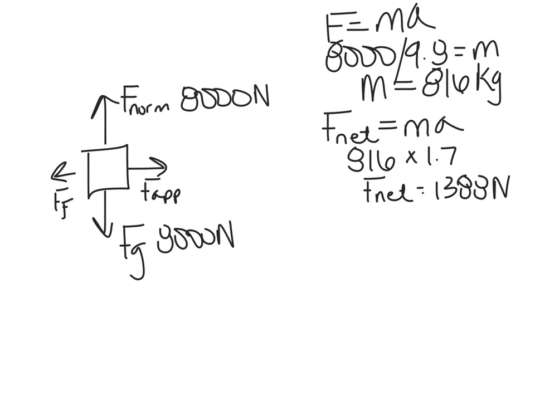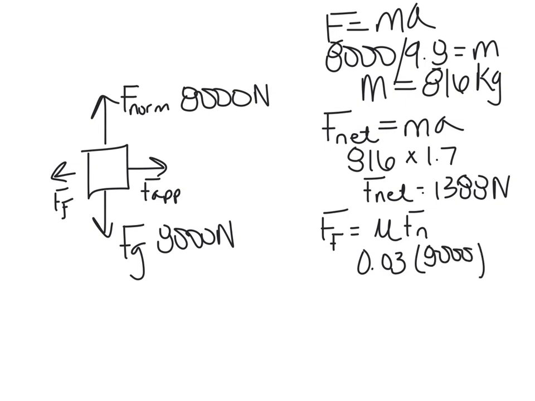What I would want to do next is use my coefficient of friction to find my friction force. So you're going to use that friction formula and plug in information that you have. So your coefficient of friction was given to you as 0.03, and your normal force is 8,000, and that is going to equal 240 for your friction force. All right. So you can go ahead and label that on your diagram as well.